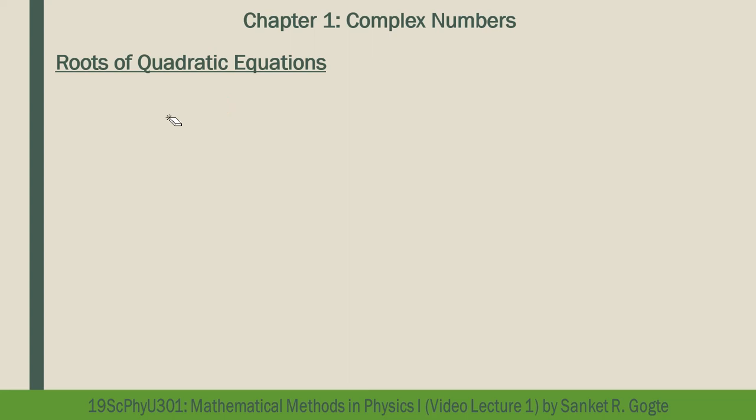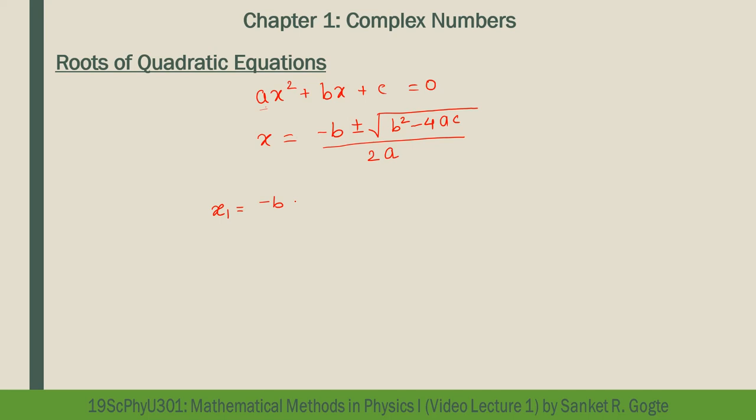However, there is a formula for finding the roots of any given quadratic equation. Suppose your quadratic equation is ax square plus bx plus c is equal to 0, then the roots of this quadratic equation are given by x is equal to minus b plus or minus square root of b square minus 4ac, divided by 2a. So all you need to do is plug in the values of these coefficients in this equation and you will have two roots. The first root is minus b plus square root of b square minus 4ac divided by 2a, and the second root x2 is minus b minus square root of b square minus 4ac divided by 2a.